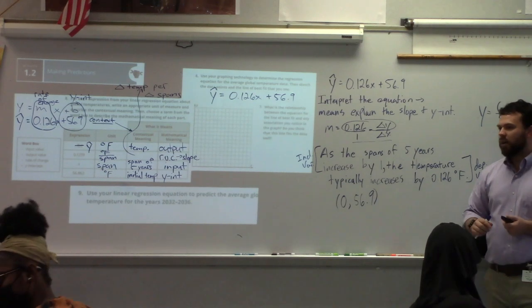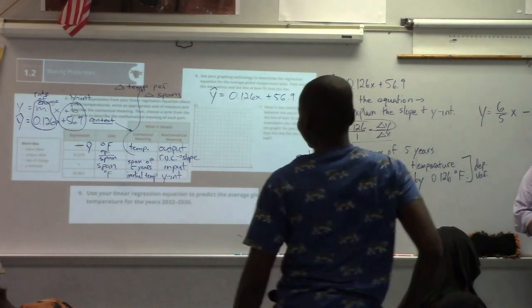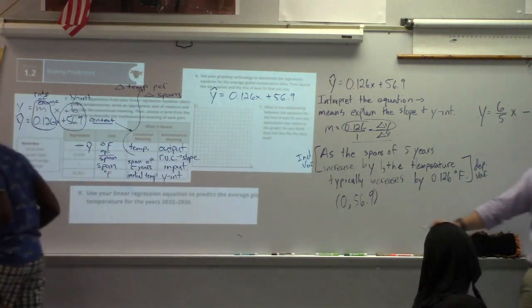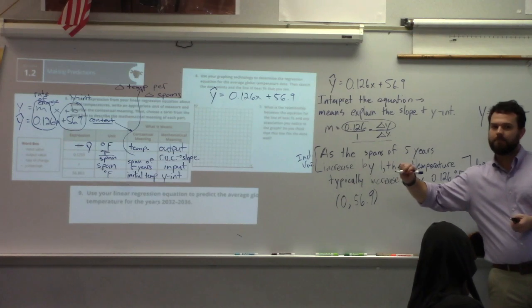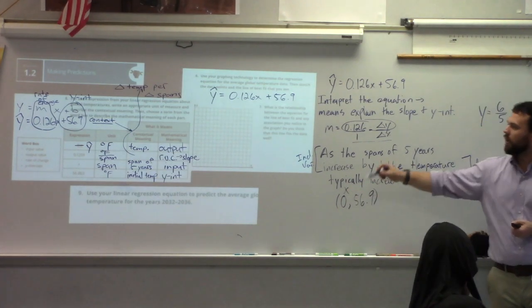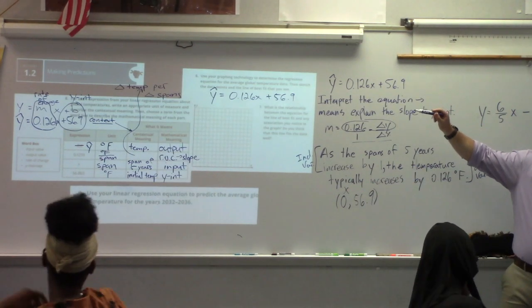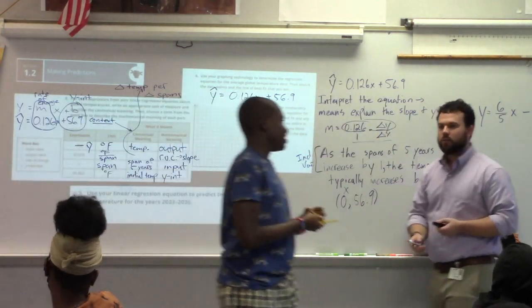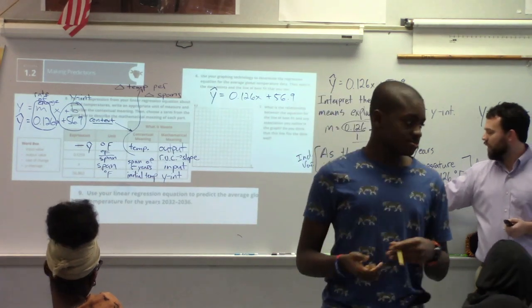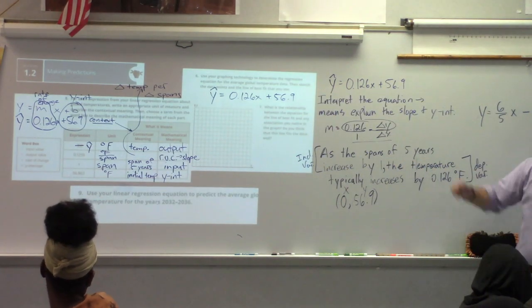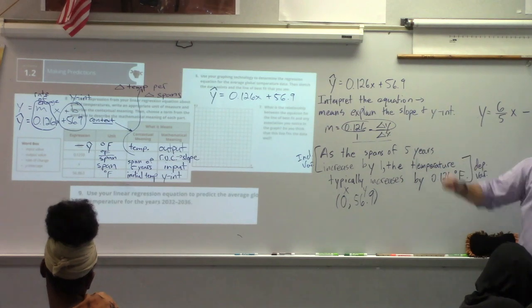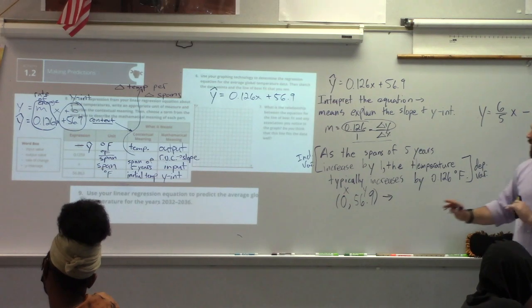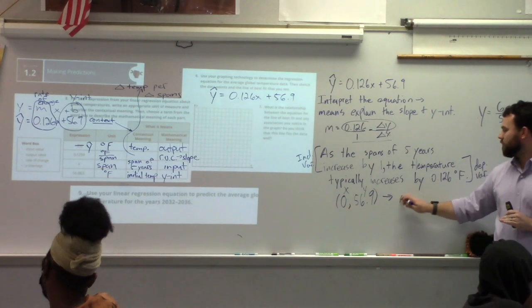Okay. So 0, comma 56.9. This is again where it's important to have your x and your y defined. This 0, is that x or y? X. And x was what again? The span. Span of 5 years, right? The 56.9 was y then, which is our temperature.